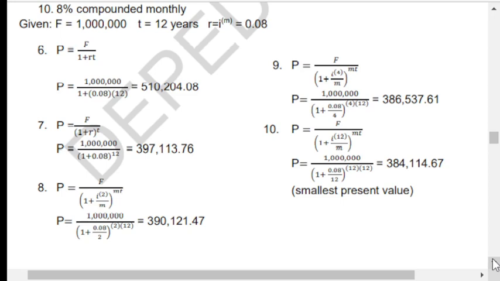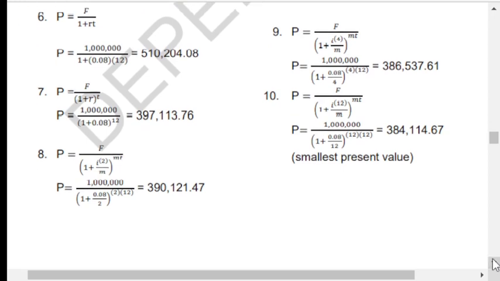And lastly, we are going to divide the 0.08 by 12 because the given is compounded monthly. So we divide 0.08 by 12, then the exponent you multiply by 12. So that's why we have 1 million divided by 1 plus 0.08 divided by 12, the exponent 12 times 12, which is 144. Exponent 144 equals 384,114.67.